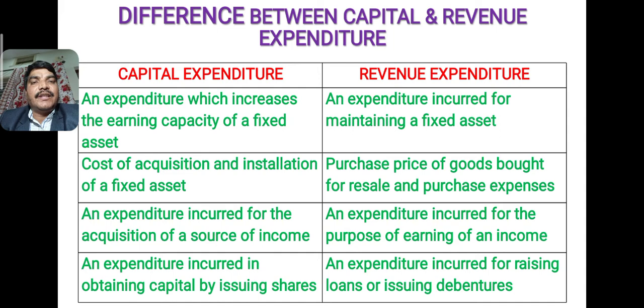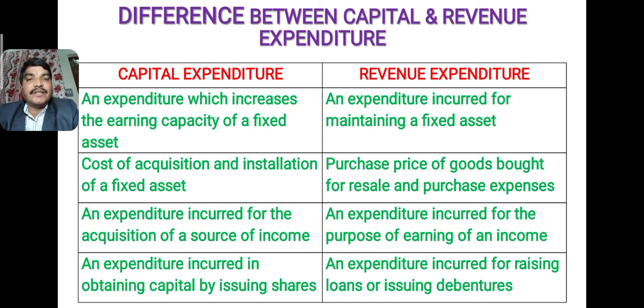The other difference is cost of acquisition and installation of a fixed asset is capital expenditure. On the other hand, purchase price of goods bought for resale and purchase expenses is called a revenue expenditure.